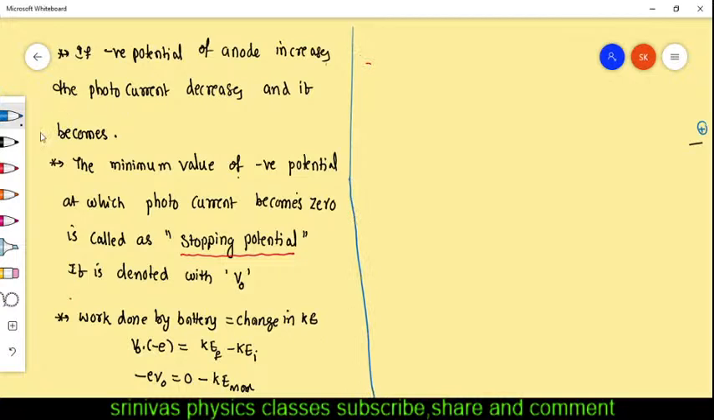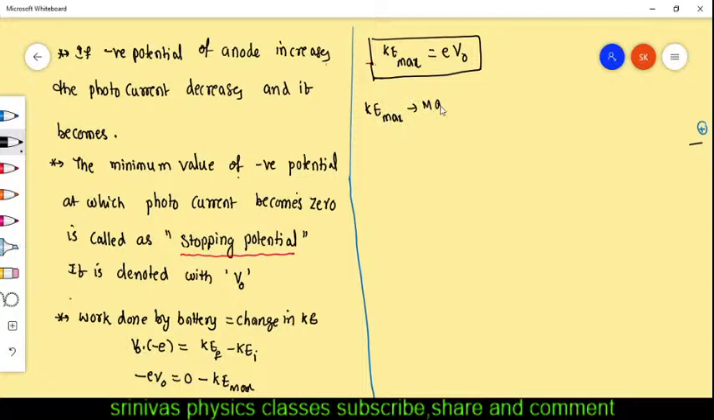Now you see very carefully, and I'm going to continue from this. Ke max is the maximum kinetic energy of electrons. It will become e V naught. This is the formula for the maximum kinetic energy of electrons. Here e is the charge of the electron, and V naught is the stopping potential.